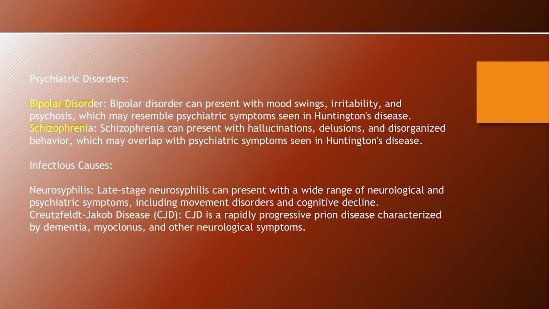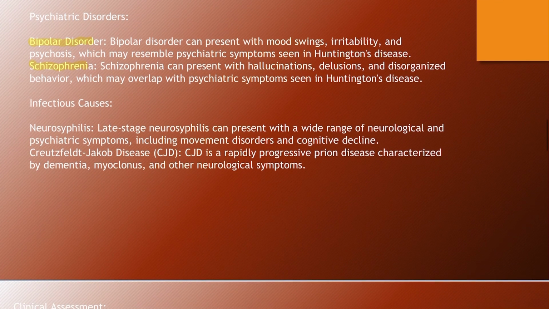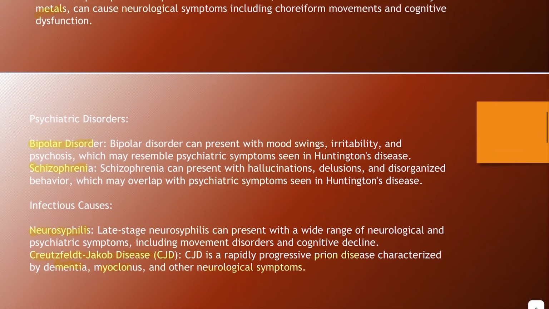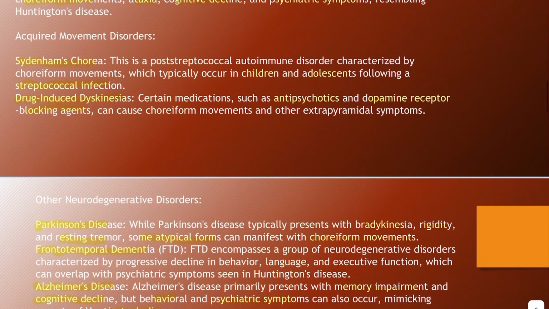Finally, in the differentials, I put some infectious causes like neurosyphilis, which, in late stage, can present with a wide range of neurological and psychiatric symptoms, including movement disorders and cognitive decline. And finally, Creutzfeldt-Jakob disease, a rapidly progressive brain disease characterized by dementia, myoclonus, and other neurological symptoms. So as you can see, I have put a lot of differential diagnoses here. If you can remember 4 or 5, that should be enough.